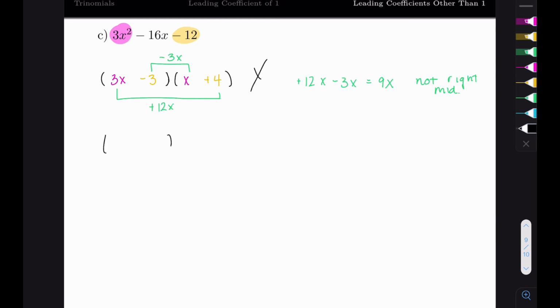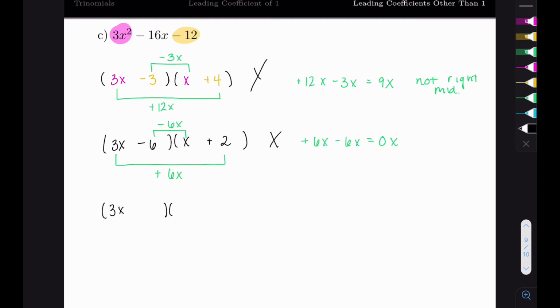So let's try again. 3x and x is still my only option for my first slots. Another way we can multiply to negative 12 is a negative 6 and a positive 2. So if we check the outer, that's positive 6x. And if we check the inner, it's negative 6x. Adding those together, unfortunately, gives us nothing. So this also does not work.